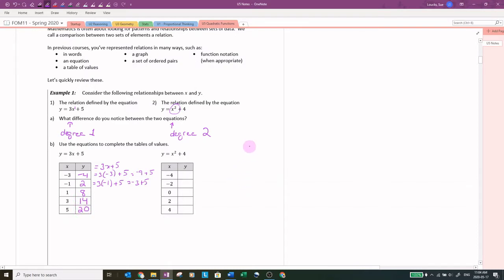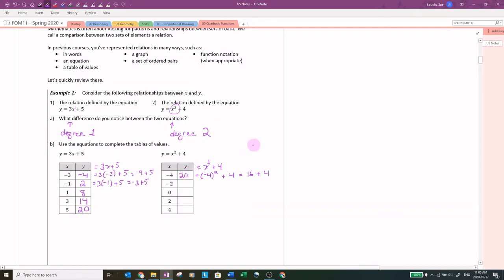And over on this table, do the same thing. y equals x squared plus 4. So I'm going to plug in my value for x, which is negative 4. Now remember your exponent rules. This is going to be really important here. This exponent of 2 is applying to everything in the brackets here. So that's going to be negative 4 times negative 4, which is 16, which then I'm going to add to 4, which gets me 20.